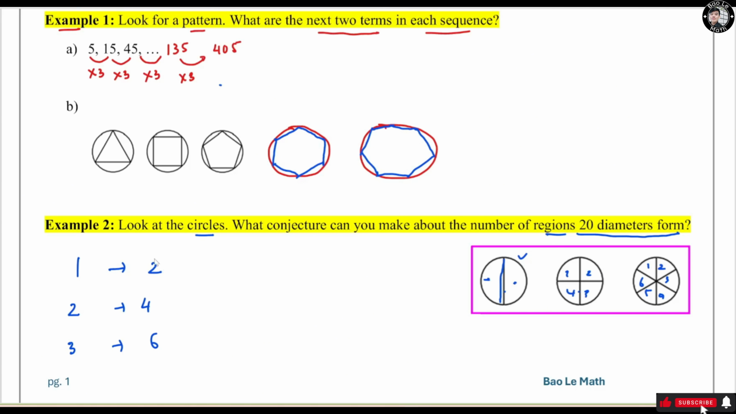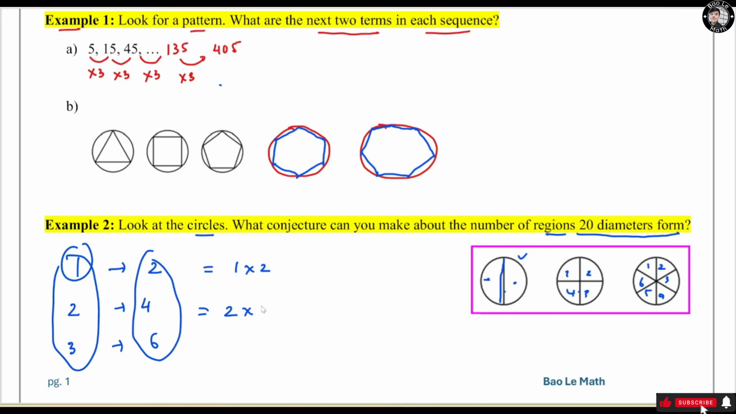Observe that the numbers on the right hand side double the numbers on the left hand side, right? So 2 equals 1 times 2, because we have 1 diameter. 4 equals 2 times 2, you have 2 diameters right here. 6 equals 3 times 2, you have 3 diameters right here, right? Now you have 20 diameters, so it should be 20 times 2. It could be 40 regions, right?